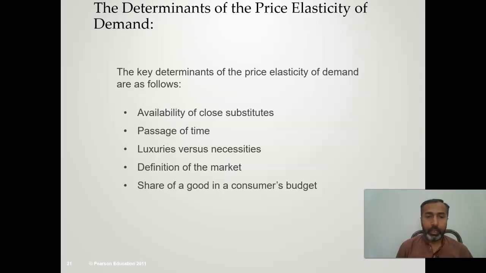Thus, we conclude that if the share of a good in a consumer budget is small, its price elasticity of demand will be less than that of a product having a big share in the consumer budget. So, if the share of a good in a consumer budget is high, its demand will be more elastic. And if the share of a good in a consumer budget is very small, like chocolate, its demand will be less elastic. So that's all about the determinants of price elasticity of demand.